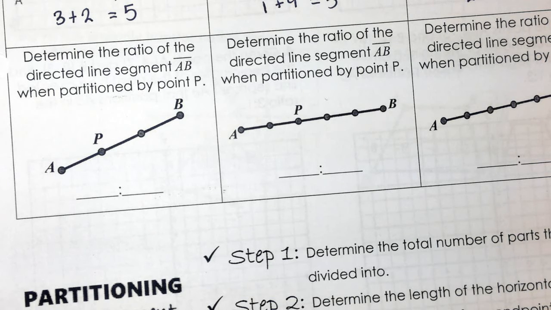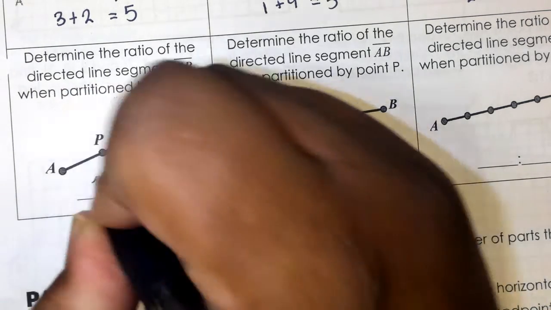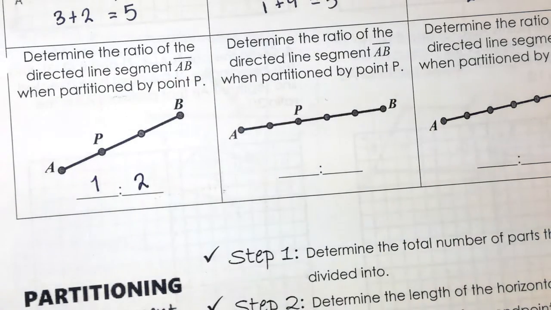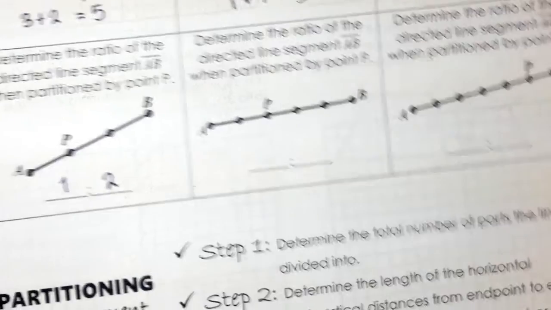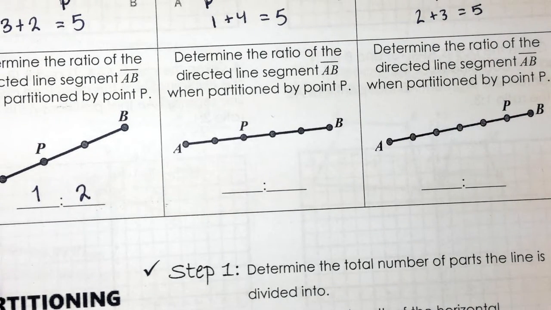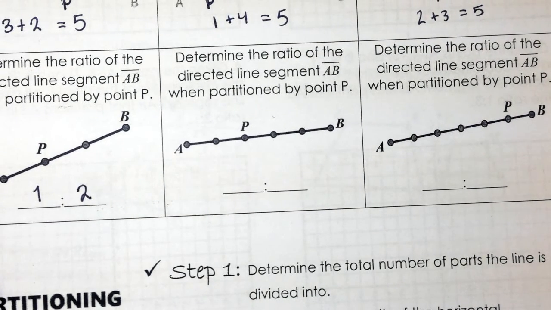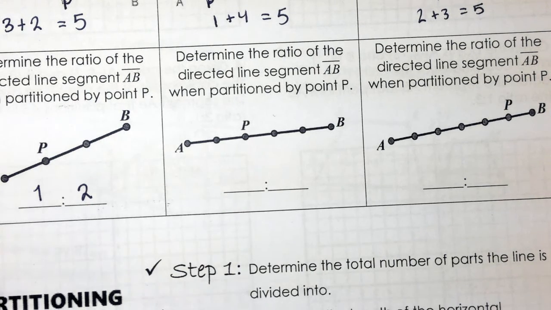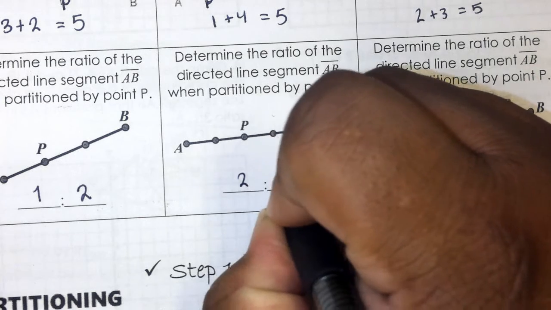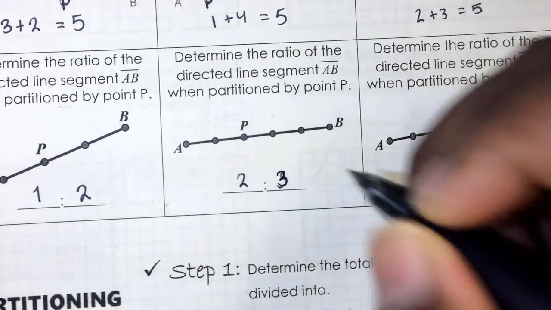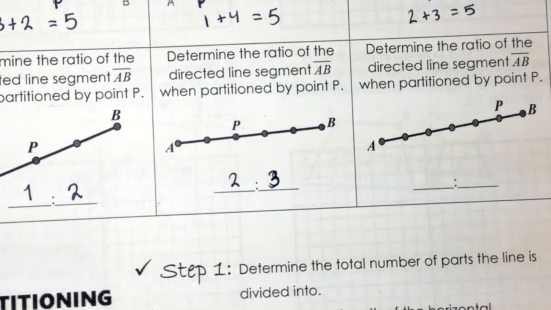Armando, go ahead. No, like the full ratio, bro. 1 to 2. Thank you. Let's move on there. Second one. 2 to 3. Chris. Oh, say it again.